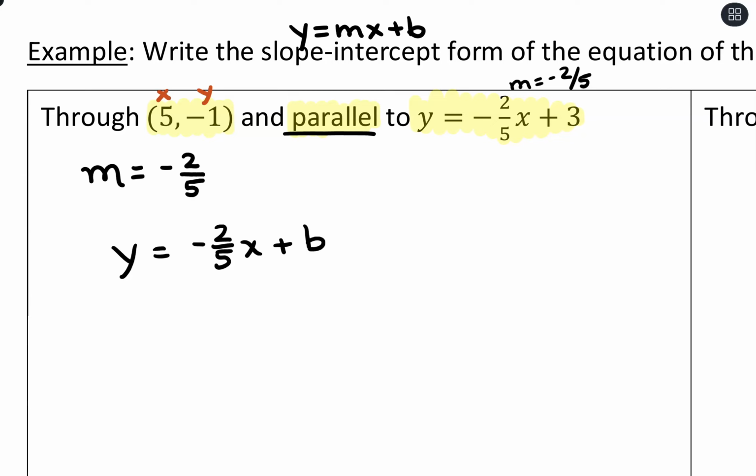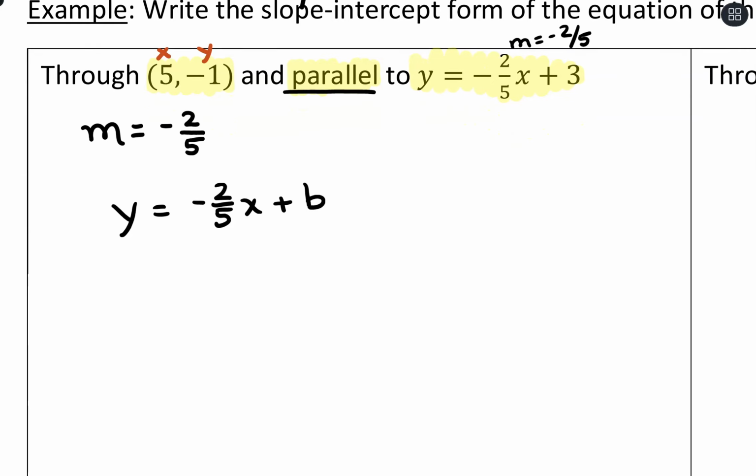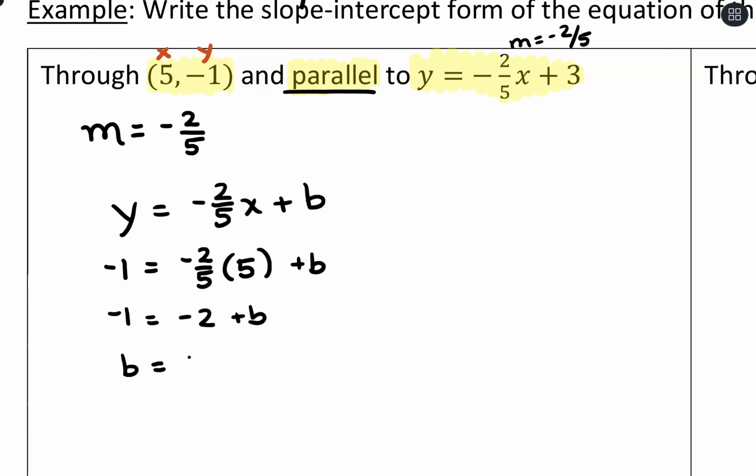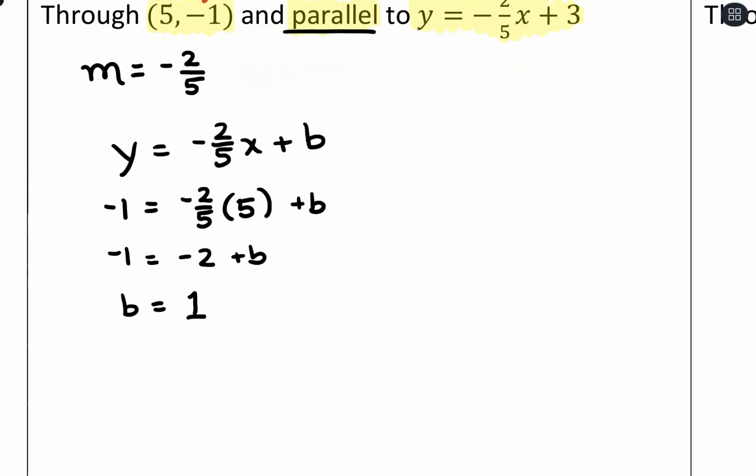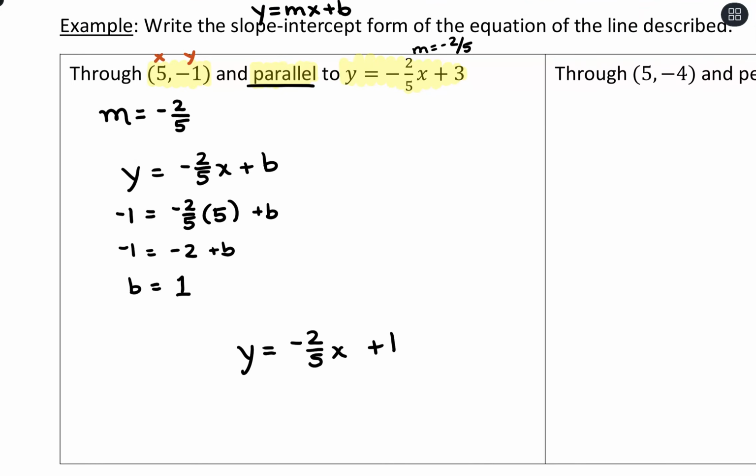So what I want to do is plug that into my equation. So I have my slope, and then I want to go through that coordinate as well. So -1 equals -2/5 times x, which we're going to let be 5, plus b, which is -1 equals -2 plus b. Add 2 to both sides, so b is going to be a +1. So my new equation is y equals -2/5 x plus 1. So we set that up so that we had our slope first, and then to make sure we're going through that coordinate (5, -1), we plug it in to solve for b.